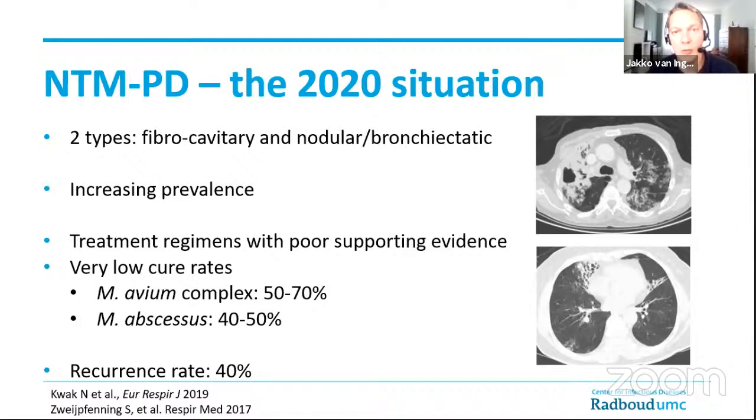And for both, what is really important to realize is that cure isn't everything, because the recurrence rates are also in the range of 30 to 40%, very, very different from TB, for example, where appropriate treatment, if it leads to culture negativity, shows then later on a very low recurrence rate, unless you live in high burden settings.